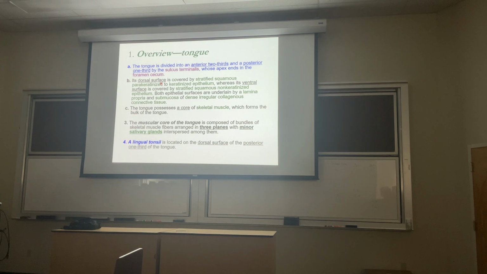The dorsal surface, which again is the top, is stratified squamous, either parakeratinized or keratinized. Skin, a lot of rough wear and tear there, and that's what's good with that type. The ventral surface underneath doesn't get as much wear and tear, of course. That's still stratified squamous, but it's non-keratinized. Lots of skeletal muscle and some minor salivary glands.